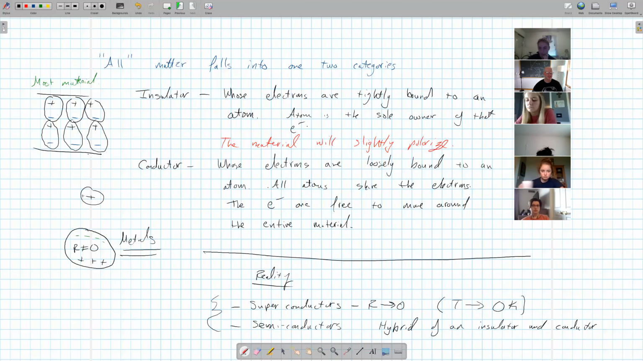But as far as this class is concerned, a conductor will always be a metal, and basically anything else will be an insulator. So anything that's not a metal will be an insulator.